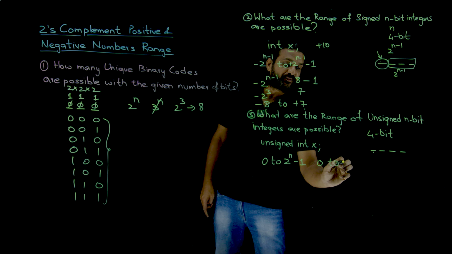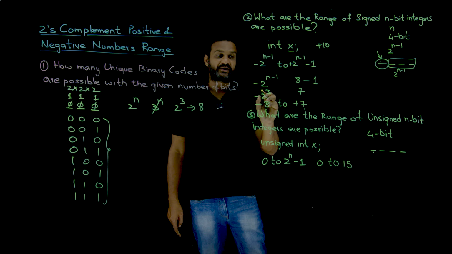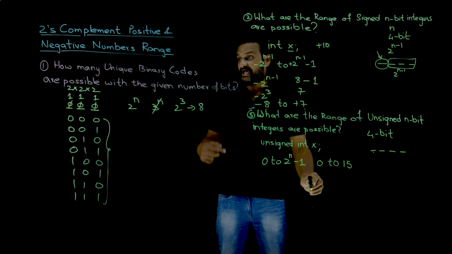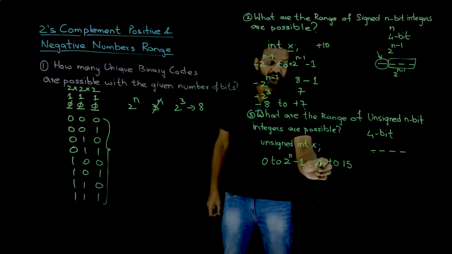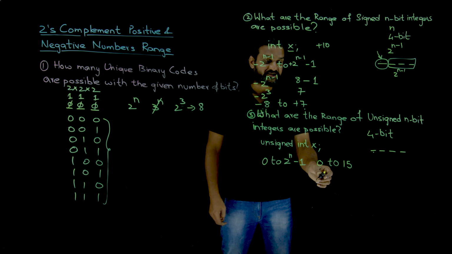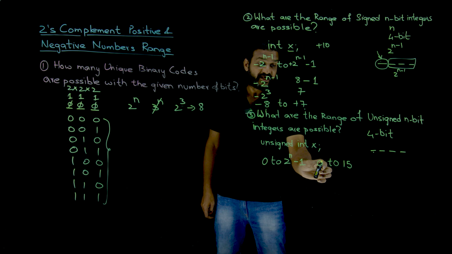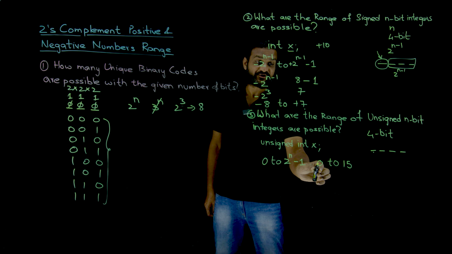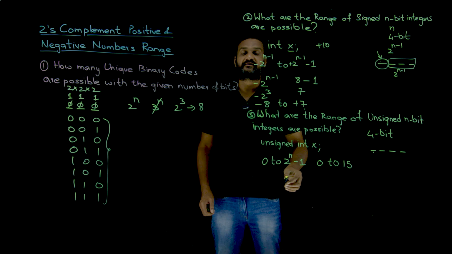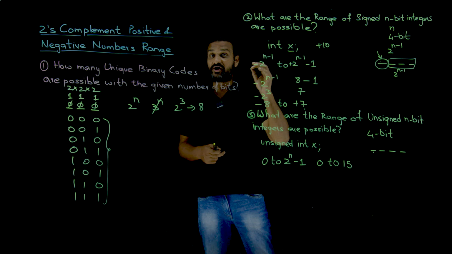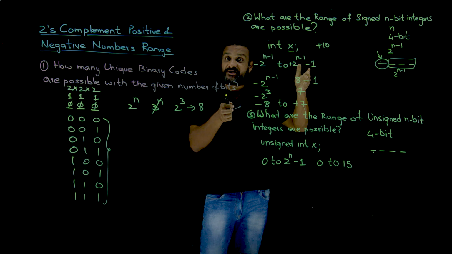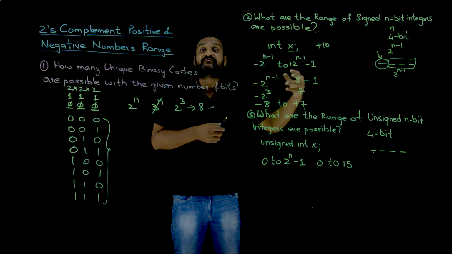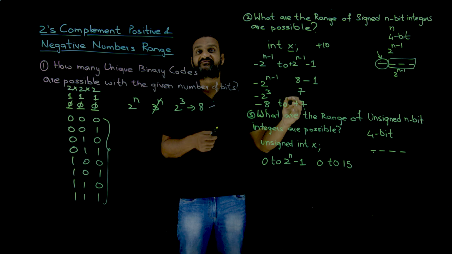Which is 2 power 4 minus 1, which is 16 minus 1. The number of possibilities is 16, as we have discussed there. So 16 possibilities are possible, and the range of numbers is from 0 to 15. Try to understand that it is from 0 to 15. This is all about the range of positive and negative numbers that are possible for the given number of bits. So that's it for this video.